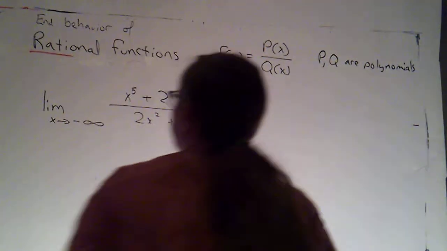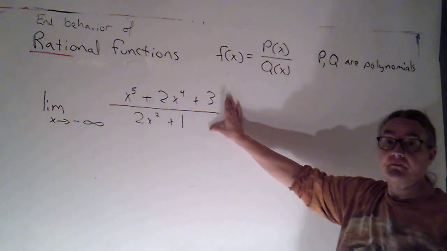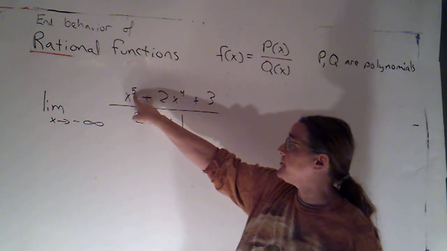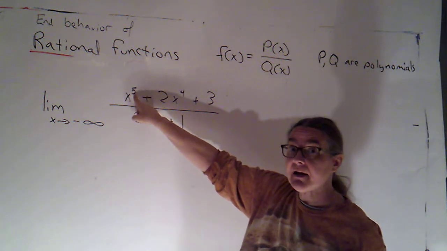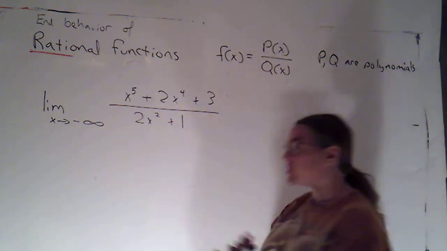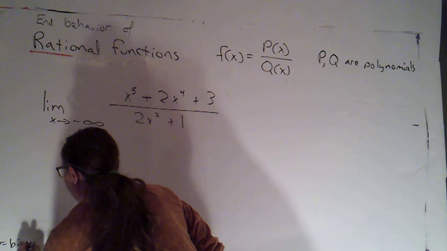We've got another example here of determining the end behavior of a rational function. This time, though, the biggest power overall is the fifth power, and that appears on top. The biggest power on bottom is 2. Now, that's the one we care about. 2 is the biggest power on bottom.